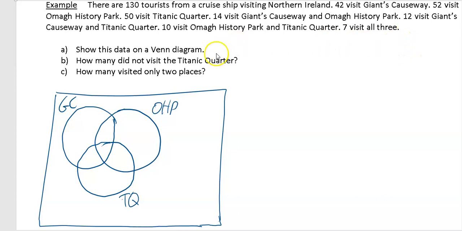It says in this question to show this data on a Venn diagram. You can see I've done this in more of a square than a rectangle nearly. And I've got GC, which stands for Giant's Causeway, OHP, which stands for Omagh History Park, and TQ, which stands for Titanic Quarter. Now, what we want to do in this one is start with all three. So I'm not going to write start with all three, I'm going to say start with overlap.